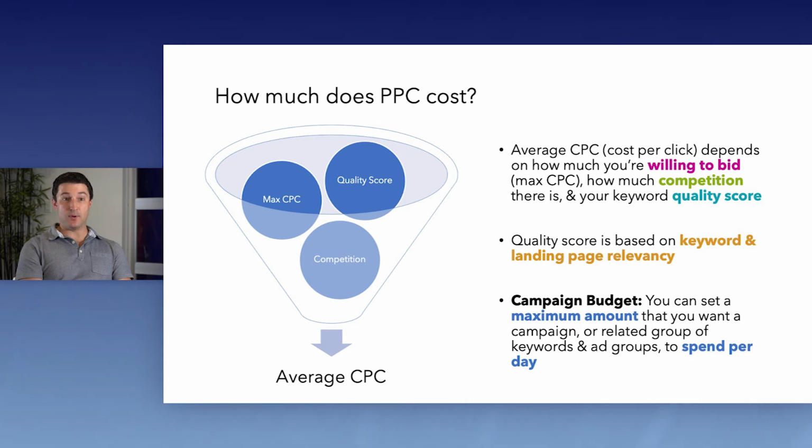Well, like its name, pay per click, you don't actually pay anything until a user clicks on your ad. There are 3 main factors that go into the average CPC, or cost per click. Earlier, we talked about quality score, which can have an impact on your CPC.